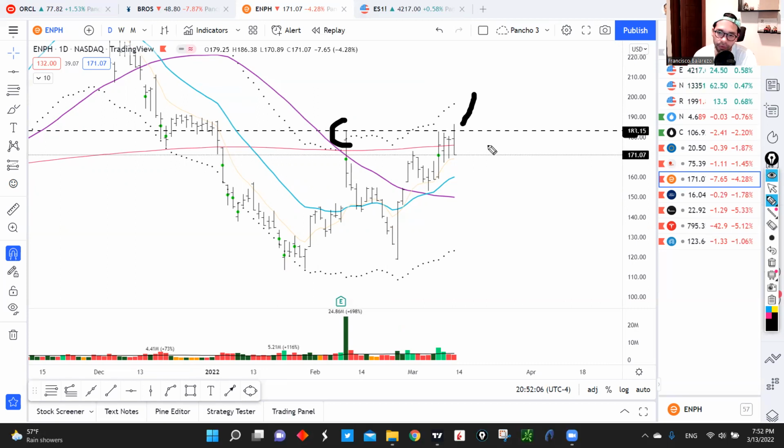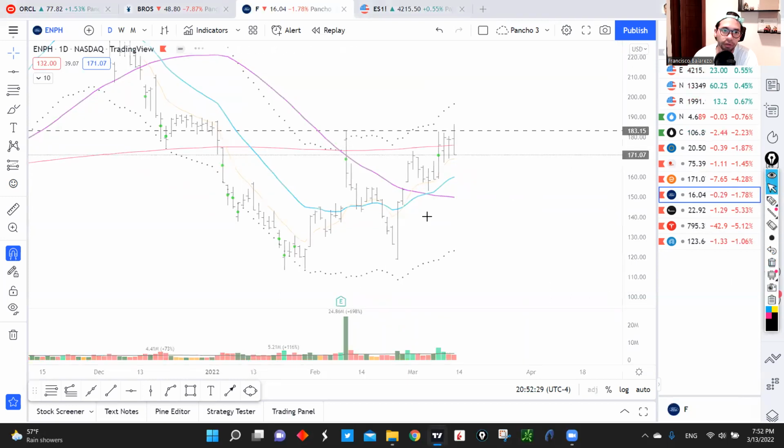So what is the setup? The setup is using 183.15 as your cover point, or you can also use the 200 daily moving average as your cover point, and then looking for ENPH to retest this 50 daily moving average down here. So basically looking to risk this in order to make this, somewhere around a 3-to-1 risk reward as well. Now let's move into the next names that we're watching.